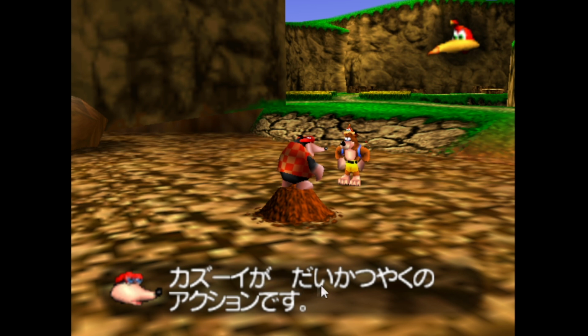Kazooie ga dai katsuyaku. Dai katsuyaku, I think this means extremely effective. Katsuyaku means to be very productive and successful, very lively in activity. And dai is just the same as in Dai Balkans. It just means greatly, to a large extent. But yeah, dai katsuyaku no akushon desu. So it is an action of great effectiveness or great use that Kazooie will use.